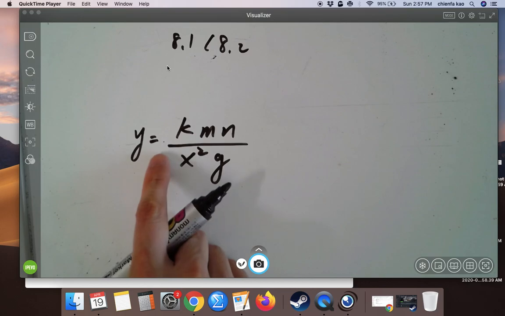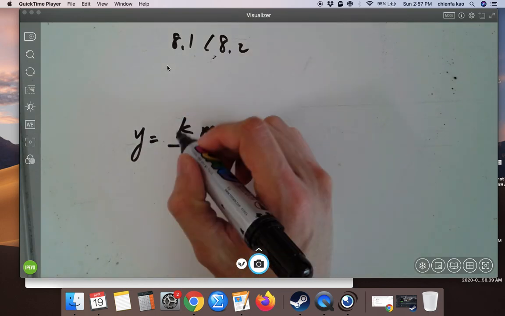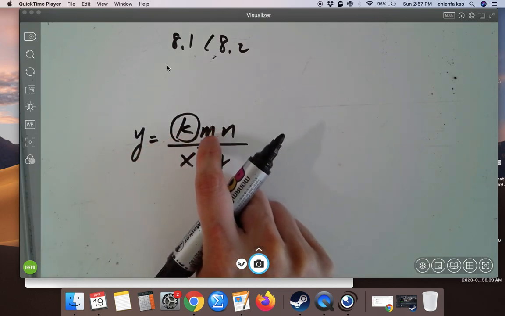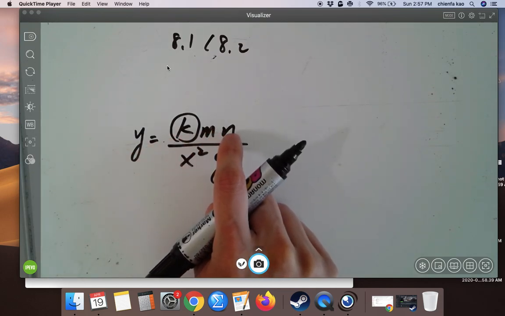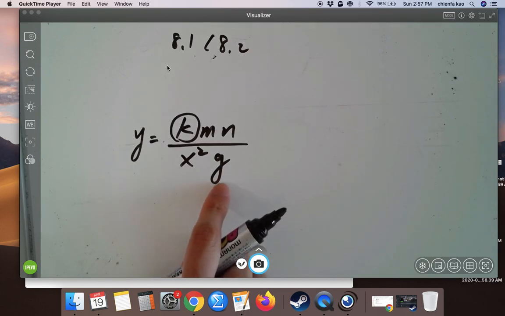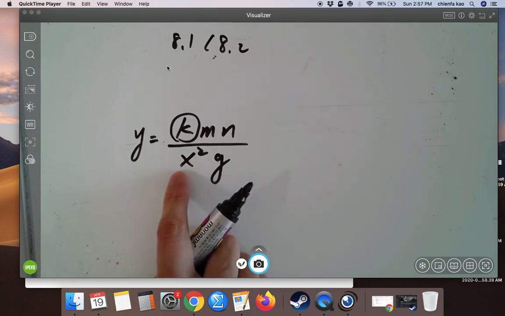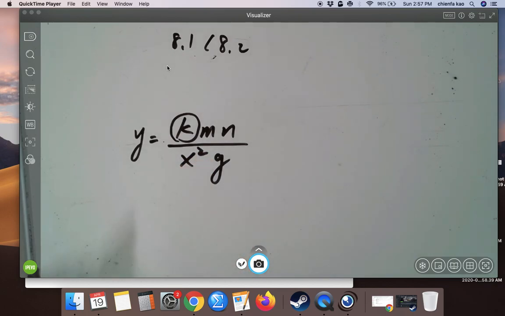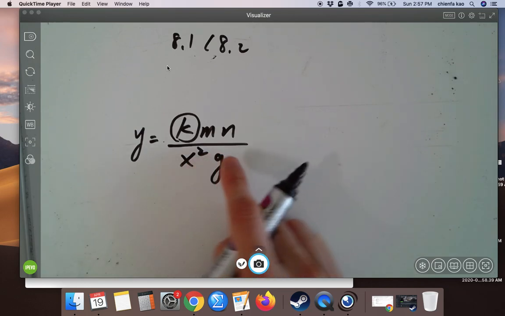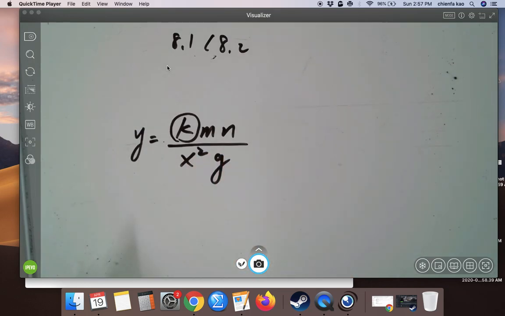Y varies directly with, remember, ignore the K, but always assume the K is there. Y varies directly with M and N, but inversely with G and X squared. Or you can say inversely with the product of X squared and G.